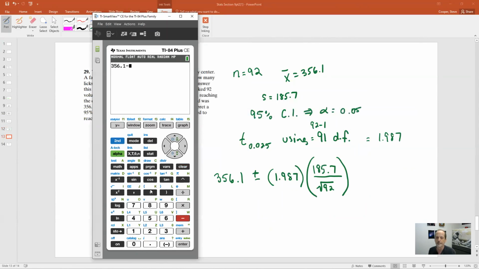We'll start with the lower bound. Okay, so 317.63 licks. And then you can do a second enter to up arrow your last key in, and then just replace the minus with a plus. It's one way to do it. So the upper bound is 394.57. Okay, that's a pretty wide span.